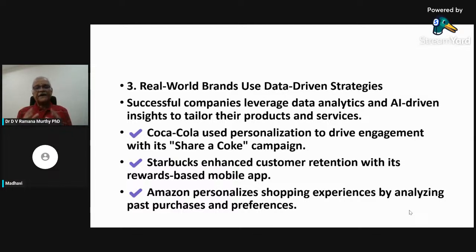Real world brands use data driven strategies. We have just seen a number of cases I have already talked to you about earlier. Successful companies leverage data analytics, because you have to collect data, analyze data, big data analytics. AI driven insights are made available today to tailor products and services. It can be Coca Cola, it can be Starbucks, it can be Amazon, whatever you call it. These real world examples are all success stories in the market because the companies are leveraging data analytics and AI driven insight based, information based decisions.